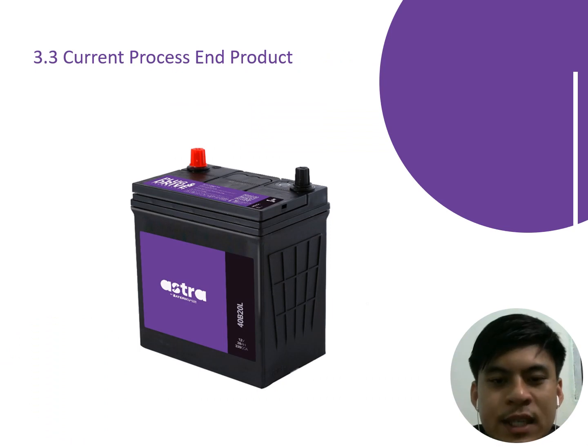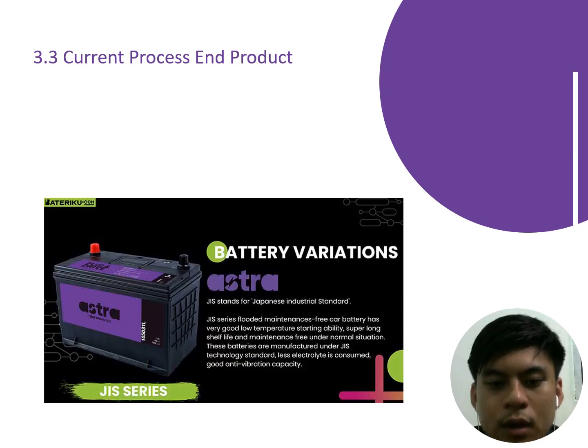Okay, as we see, this is the end product of the current photoshoot process. This is the 40B20L, and this is the end product from the actual photoshoot result. This is from the photoshoot and has been used for the poster for commercial activity.